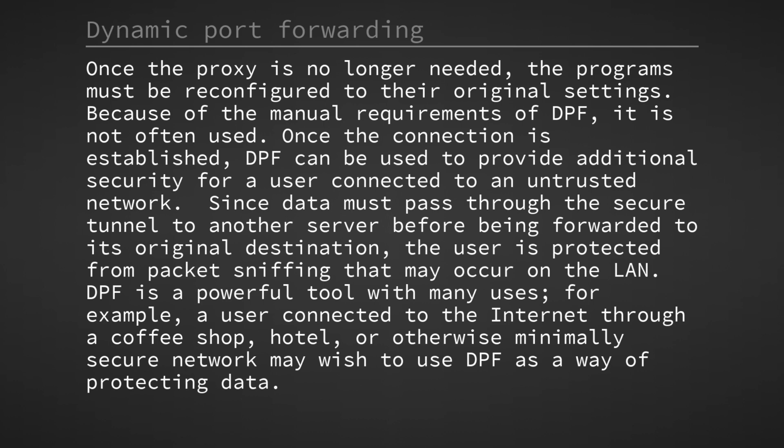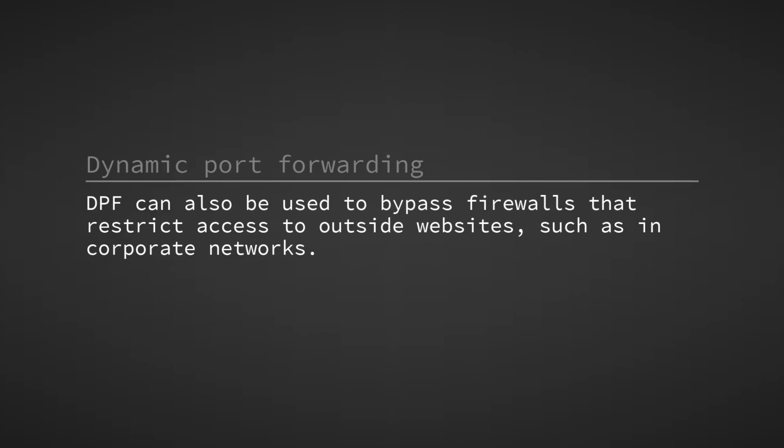Because of the manual requirements of DPF, it is not often used. Once the connection is established, DPF can be used to provide additional security for a user connected to an untrusted network. Since data must pass through the secure tunnel to another server before being forwarded to its original destination, the user is protected from packet sniffing that may occur on the LAN. DPF is a powerful tool with many uses. For example, a user connected to the Internet through a coffee shop, hotel, or otherwise minimally secure network may wish to use DPF as a way of protecting data. DPF can also be used to bypass firewalls that restrict access to outside websites, such as in corporate networks.